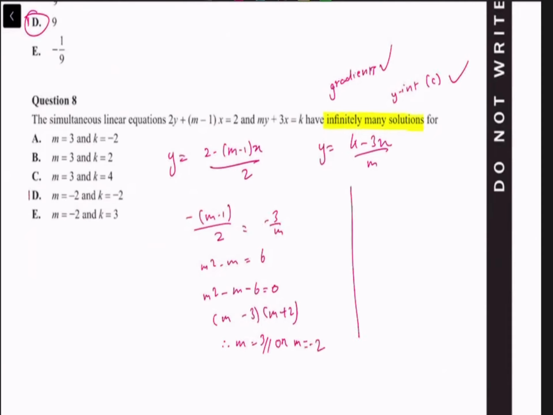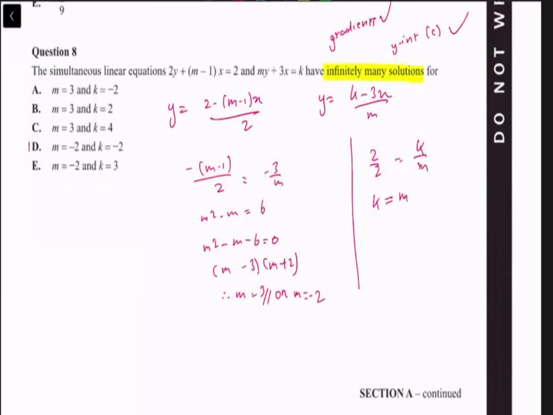The other thing that has to be equal is 2 on 2 equals k on m. Since we have two variables here, we're just going to want to have k in terms of m. You can see that when k and m are the same value, then there's going to be infinitely many solutions, and m can only be one of these two. So basically, for there to be infinitely many solutions, k equals -2 and m equals -2, or k equals 3 and m equals 3.